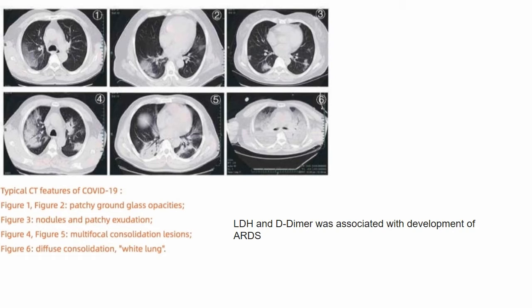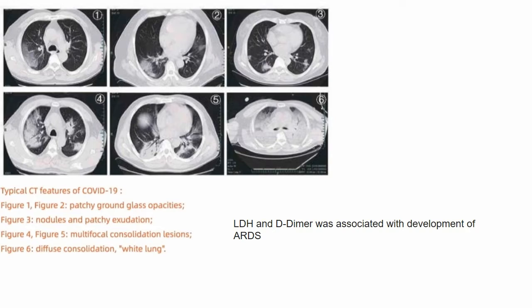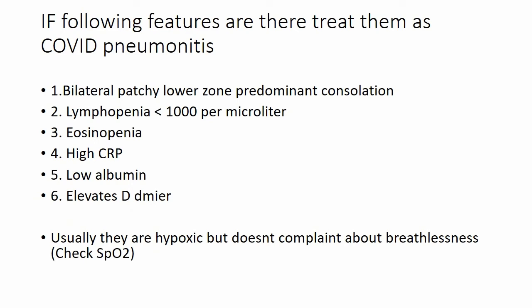The clinical course was characterized by the development of shortness of breath in 55% of patients and lymphopenia in 66%. All the patients with pneumonia had abnormal lung imaging findings. CT chest sections illustrate different stages of lung consolidation affected by the virus. In figures 1 to 2, it shows patchy ground glass opacities, whereas in figure 6, you can see the complete consolidation of both lungs. We call it white lung. LDH and D-dimers are also associated with the development of acute respiratory distress syndrome.